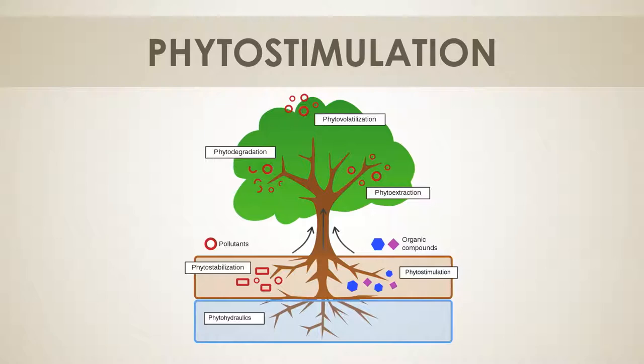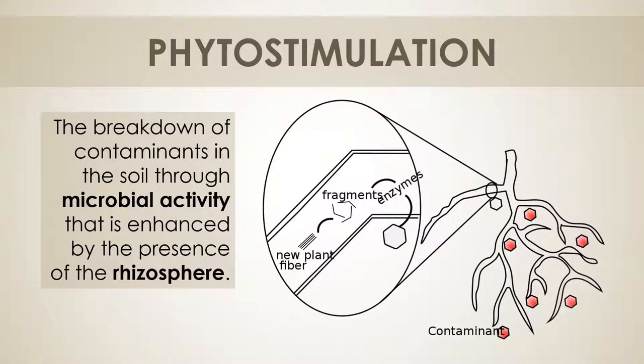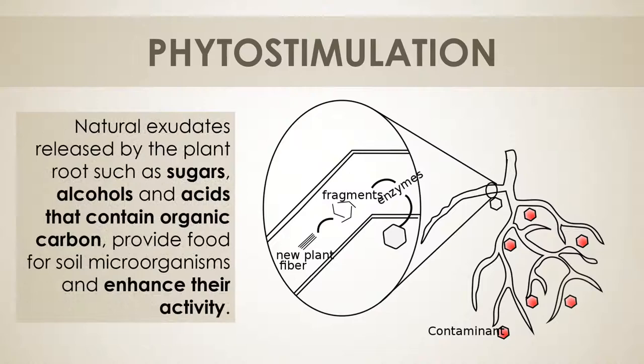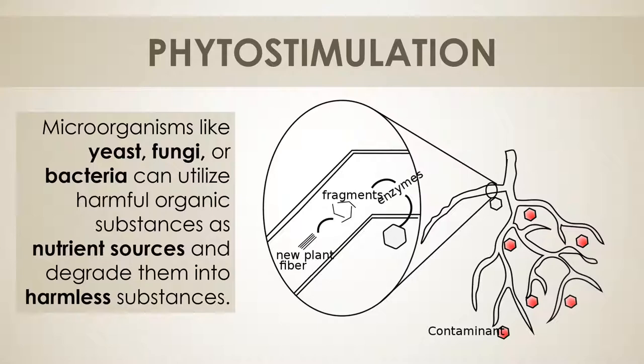So phytostimulation, this is similar to phytodegradation. This is where the contaminants are broken down in the soil through the microbial activity that's enhanced by the presence of the plant roots. I mentioned that plant roots exude all kinds of substances, such as sugars, alcohols, and acids that contain organic carbon. This provides food for the soil microorganisms and enhances their activity. Microorganisms such as yeast, fungi, bacteria can utilize certain substances as food. You think about hydrocarbons. This is especially effective with petroleum and hydrocarbons. They're carbon-based molecules, and for certain species of microorganisms, they can be used as food. So it's win-win for those.